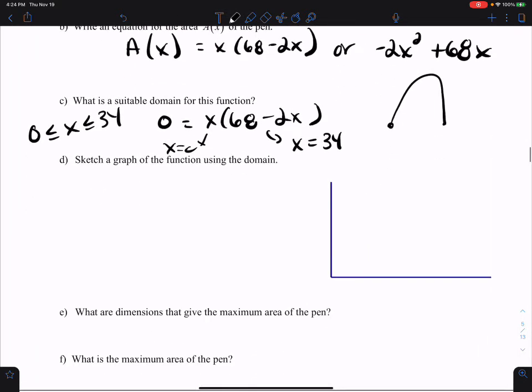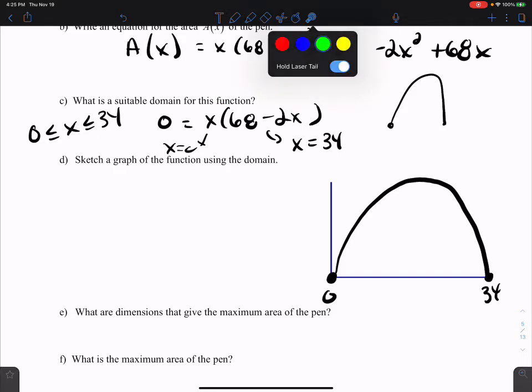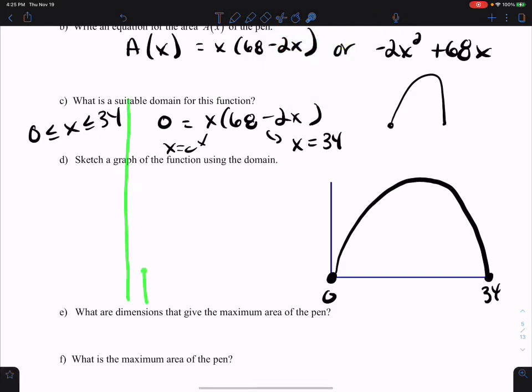Because when I think about my picture of that, if this is 0 and this is 34, if I don't put any width to my pen, there's no area. But then eventually, if I put all of that fencing, 34 here and 34 there, it's not a pen anymore. They're going to get out. So I wouldn't want to do that. I'd want to go something a little bit less than that, because as long as it's a little bit less, I have enough to finish the pen.